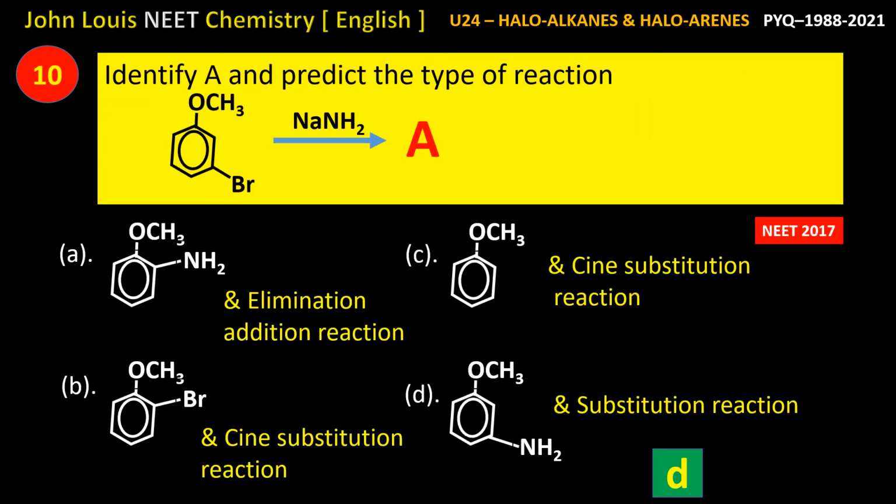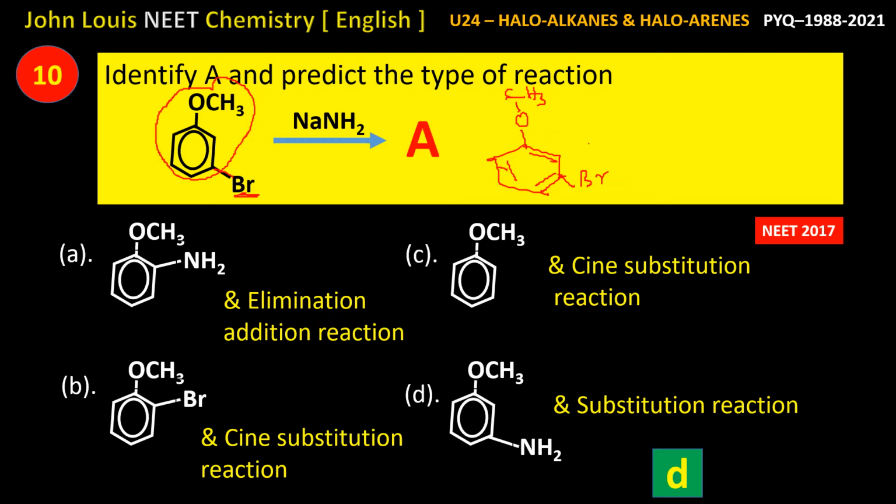Identify A and predict the type of reaction. So what is this compound? This is anisole, and in the meta position there is bromine. Therefore, meta bromoanisole. So if you write it like this, it will be clear. This is meta bromoanisole.